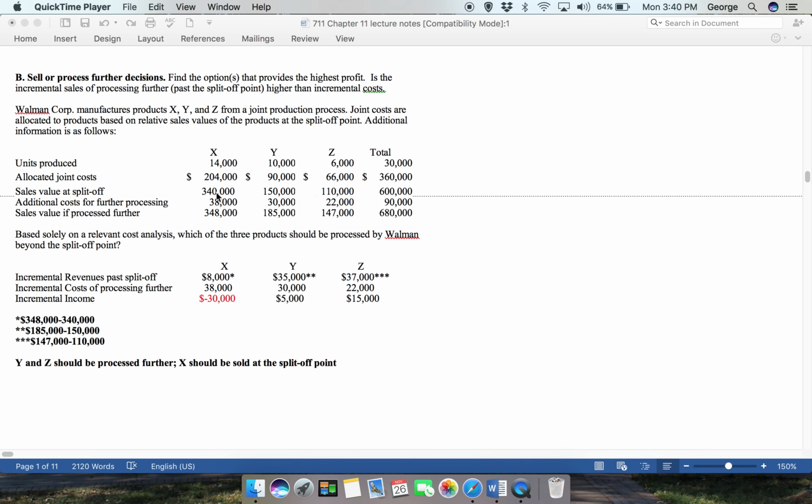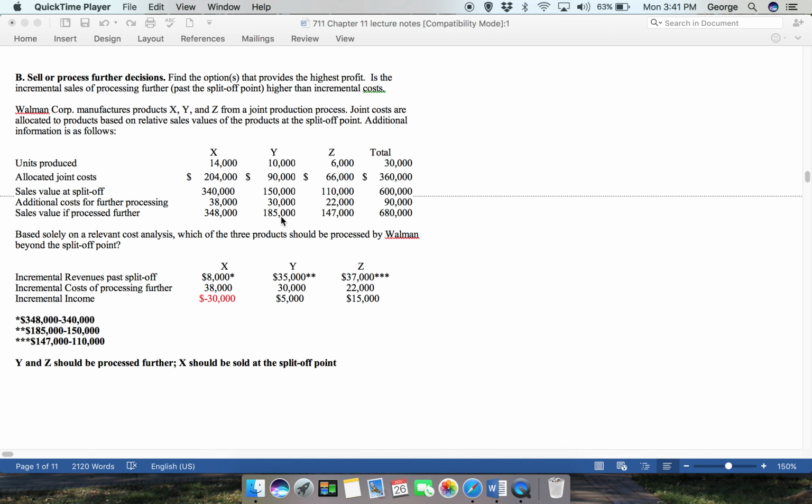All right, so my sales value at split-off is $340. If I process it further, I'm going to get another $8,000. But it cost me $38,000 just to get that $8,000. So that doesn't make any sense. So I would not process X further because incremental costs of $38,000 are higher than incremental revenues of only $8,000.